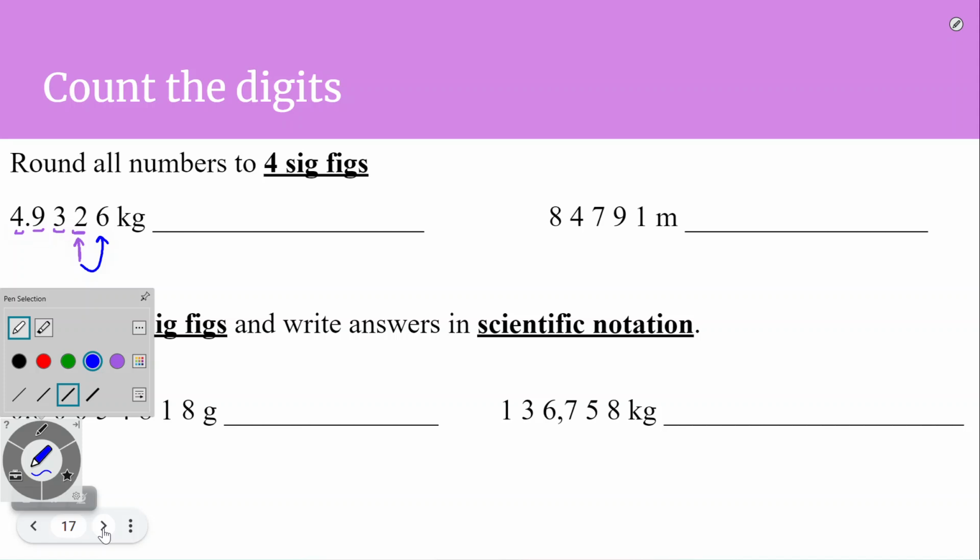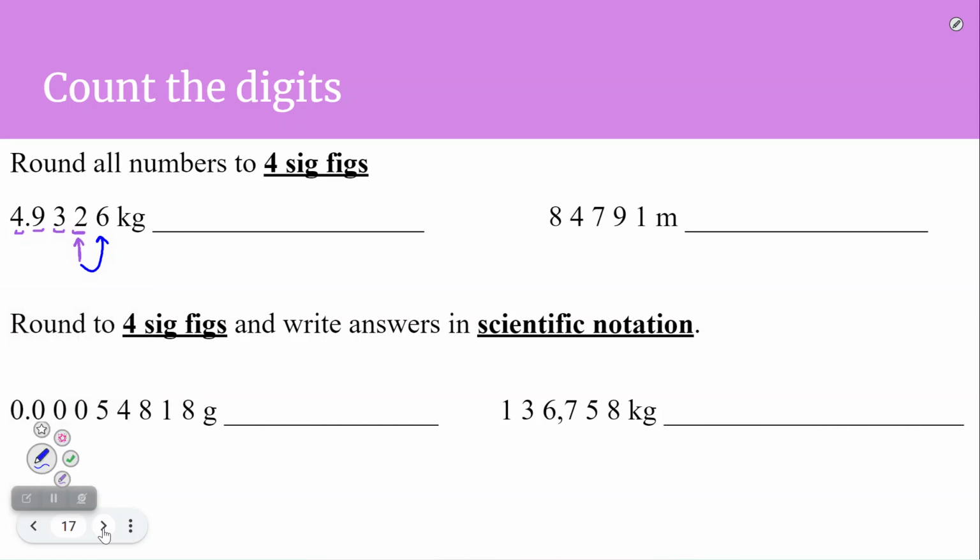So that means what's going to happen to that 2? What? Yeah? A what? A 3! Okay, so it's going to turn into 4.933 kilograms. Okay.